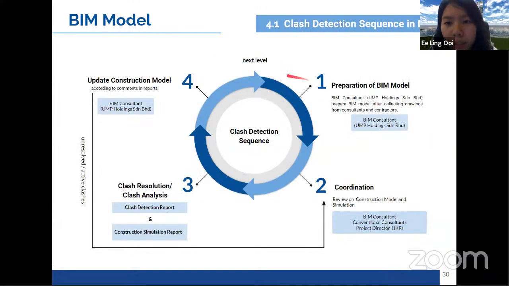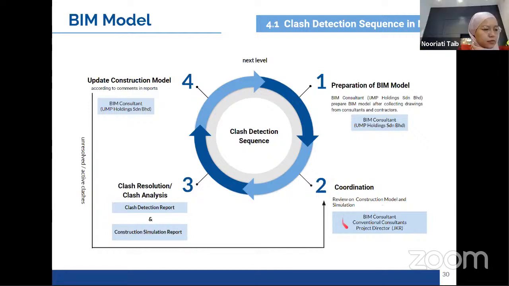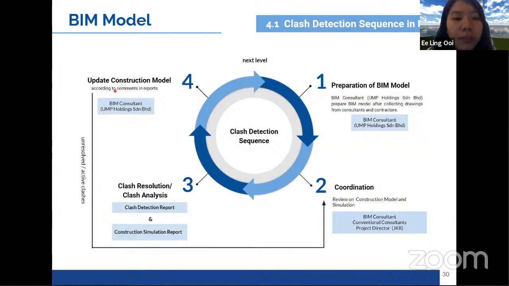And next, we'll talk about the clash detection sequence in MBKT. First, the preparation of the BIM model by the BIM consultant, UMP Holdings, and they will go through the coordination process to review the construction model and simulation. At this stage, the stakeholders involved will be the BIM consultants, JKR, and the conventional consultants, and they will go on to the clash resolution and clash analysis process, where comments on the clash or the simulation will be compiled into two reports, the clash detection report as well as the construction simulation report, and they will go on to update the construction model according to the comments in the reports.